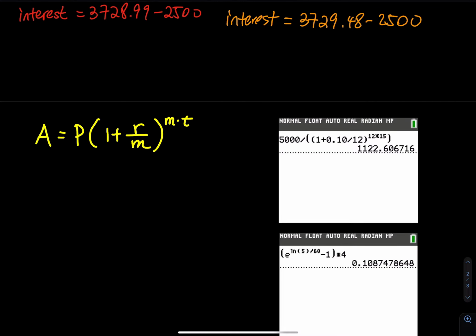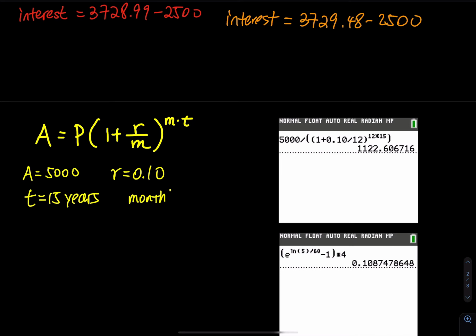So what I am trying to do this time is, let's say I need $5,000 in 15 years. So A is equals to 5,000. So starting from today, 15 years later, I would like to have $5,000. So that means T is equals to 15 years. And then the interest rate, let's just make up a number. Let's use nice numbers. So let's say R is equals to 10% interest rate. And then the method that I would like to choose for compounding interest is monthly. So monthly, that means M is equals to 12. There are 12 months in a year.